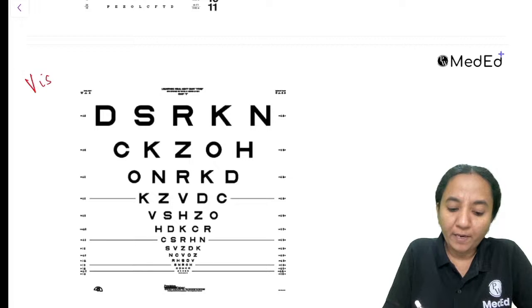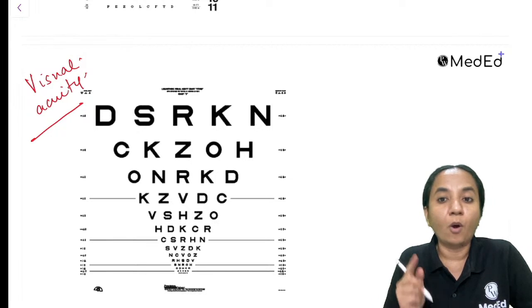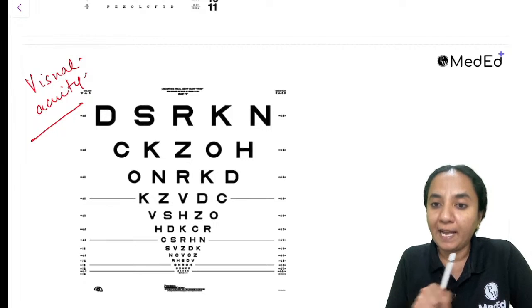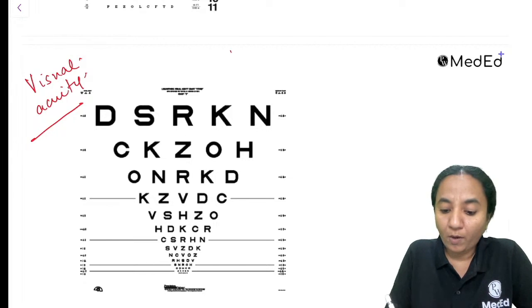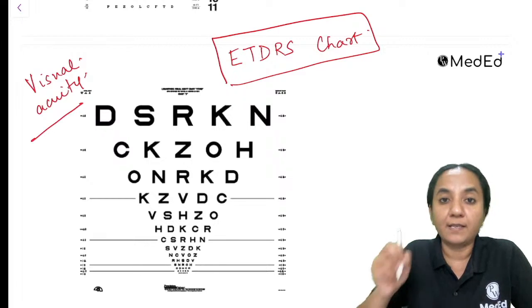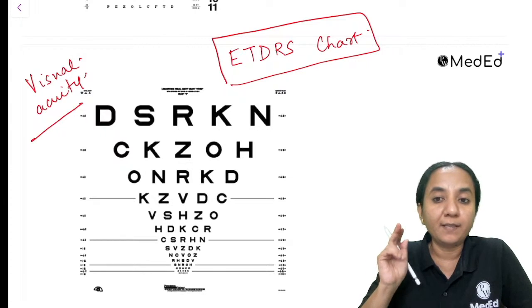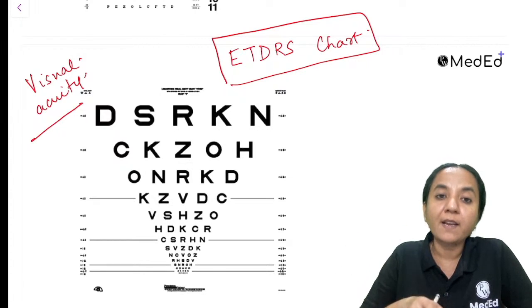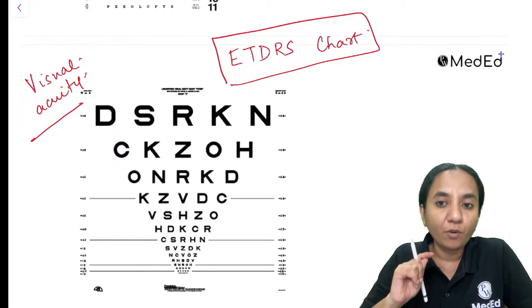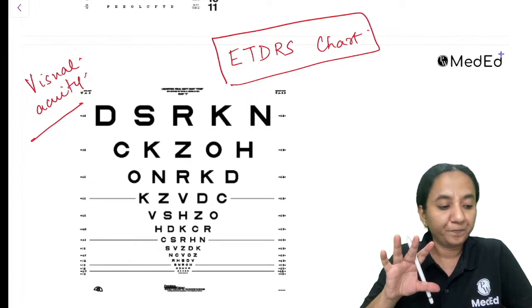Next. What is this chart? This is also a visual acuity chart. Here, the size of the letters is becoming smaller as you go down, but the number of letters in each line is not increasing. Every line has 5 letters. This is called as the ETDRS chart, that is Early Treatment Diabetic Retinopathy Study Chart, because it was used in this study and hence the name. The number of letters in each line is constant.